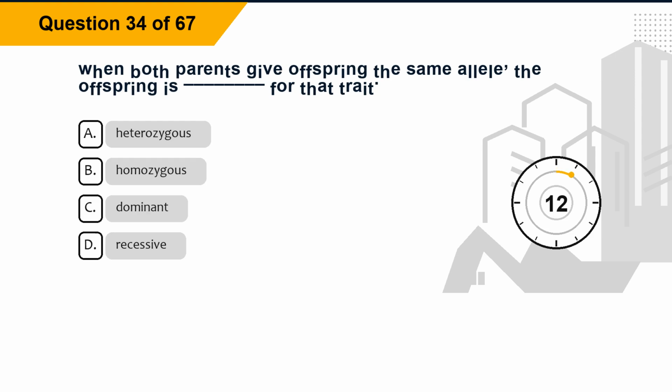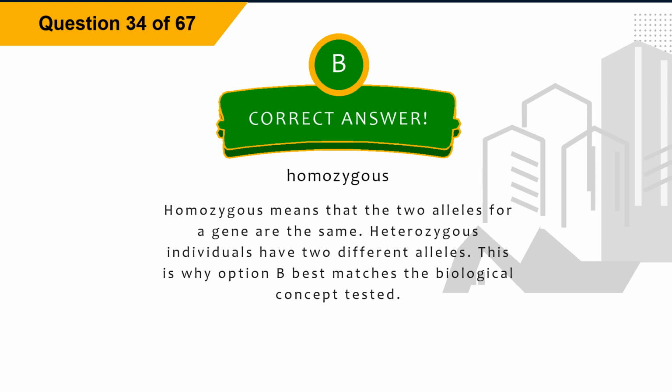Question 34. When both parents give offspring the same allele, the offspring is blank for that trait. Option A, heterozygous. Option B, homozygous. Option C, dominant. Option D, recessive. The correct answer is option B, homozygous. Explanation. Homozygous means that the two alleles for a gene are the same. Heterozygous individuals have two different alleles. This is why option B best matches the biological concept tested.